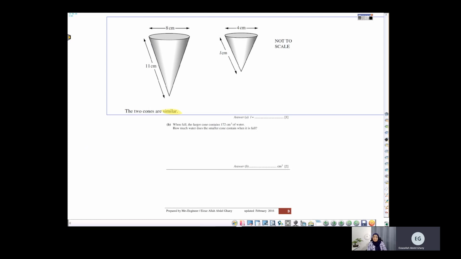Okay, so what is the relation between the slant height and this slant height? You just divide 11 by the same scale factor, which is 2. Divide 11 by 2, it will be 5.5.